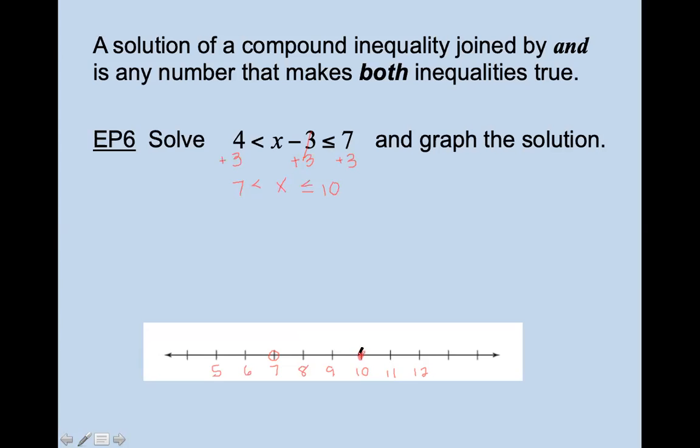And this says my solutions are greater than 7 and less than or equal to 10, which means it's anything in between these two, including the 10. Okay, so that's why I say the and is pointing in, because my solutions have endpoints. It might be an open circle, but they have endpoints and they are connected in the middle. All right, let's look at another example.